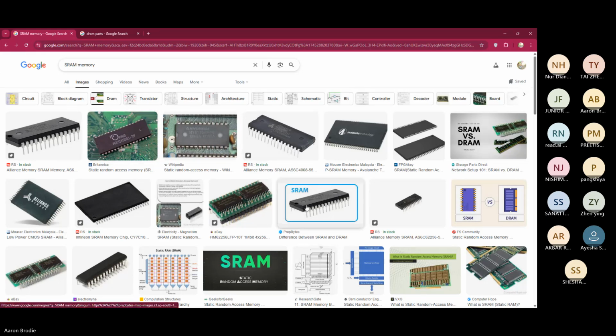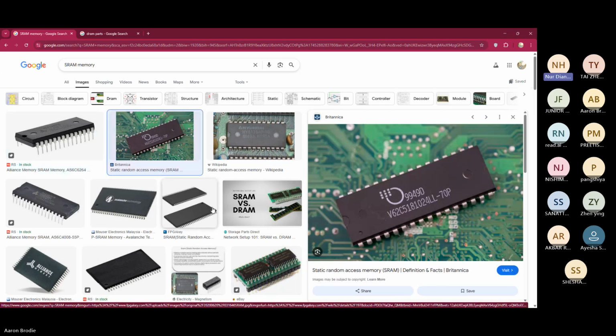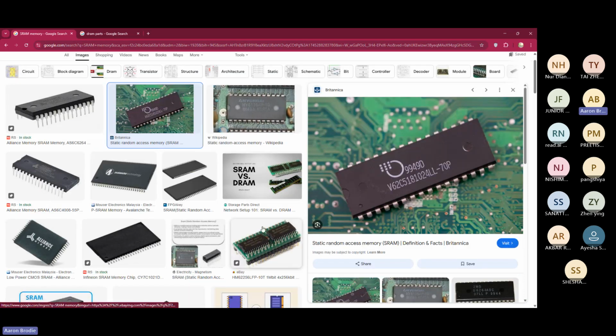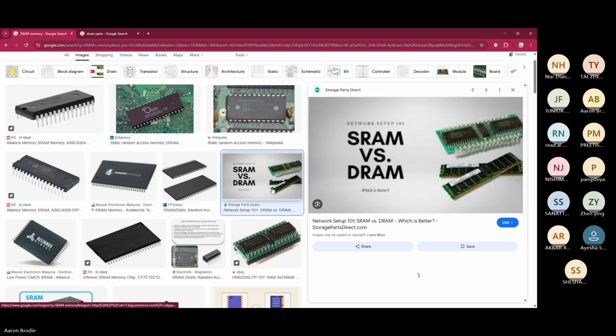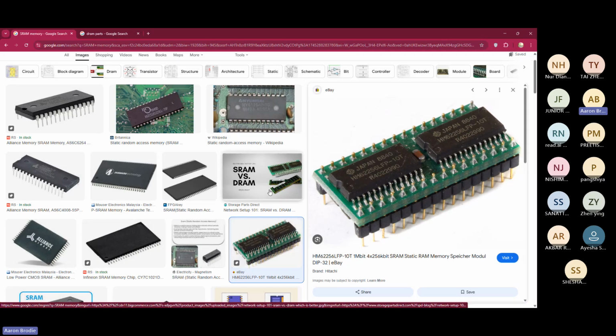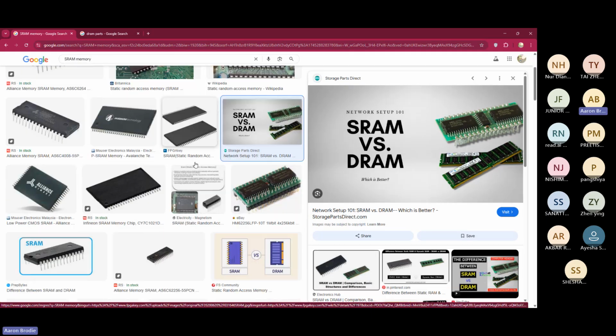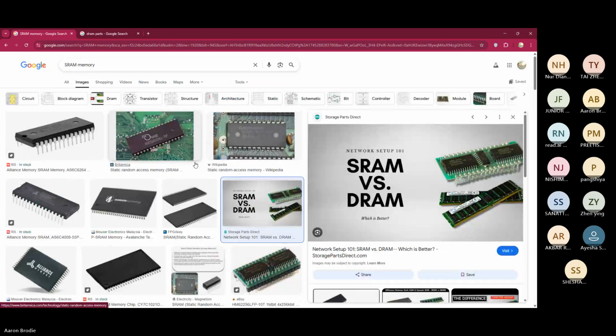So, when you look at the pictures of DRAM and SRAM, what do you think the differences between them are? One has more memory cells. What else? Size.